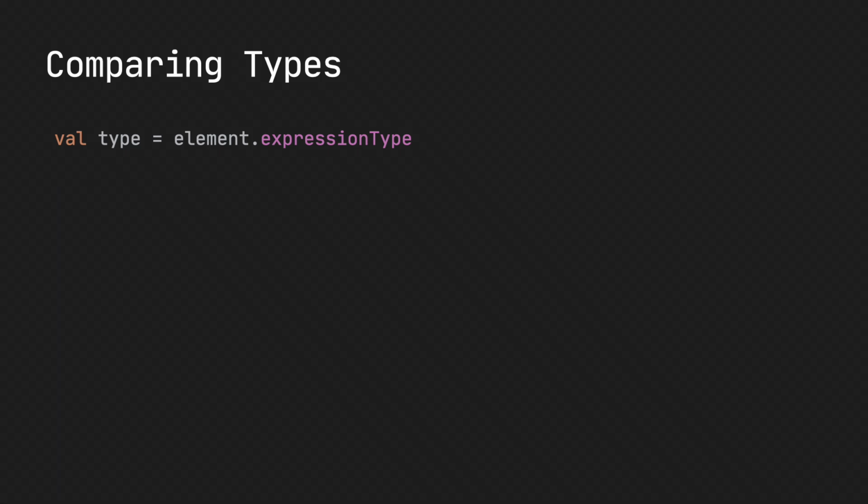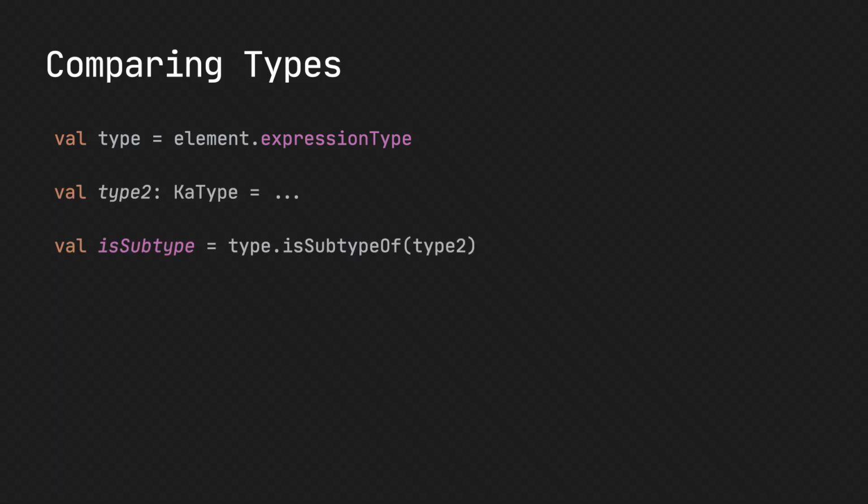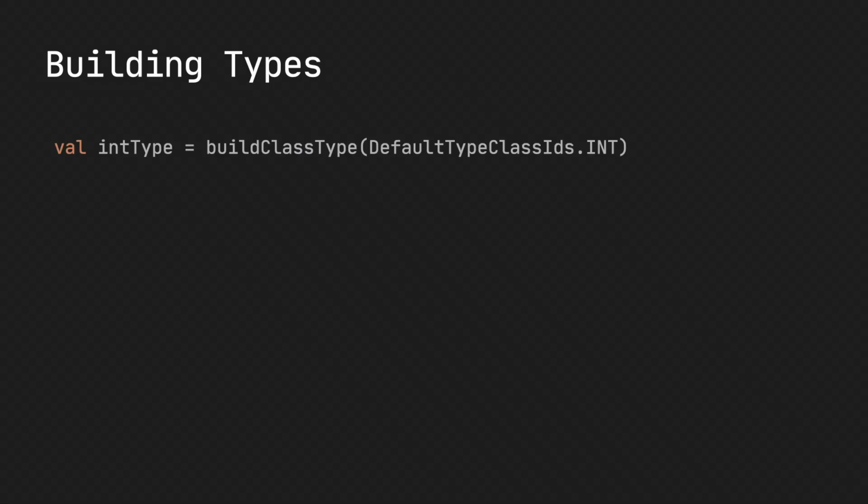The next thing that I could do is compare things by asking, is one type a subtype of another? There's an API called is subtype of, which is provided to me by the Kotlin Analysis API. So I could do different comparisons like this, but I could also build types if I want. I could build KA types, and the way you do that is by using this method called build KA types.